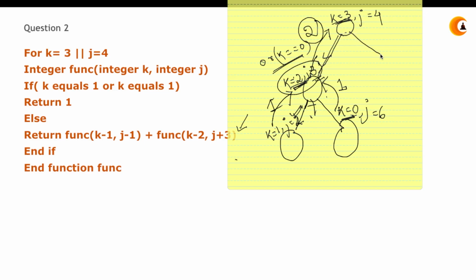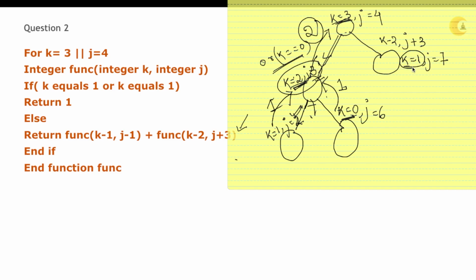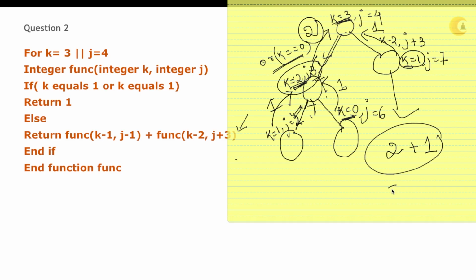Now let's solve it for the right side. So for the right side, what will it solve? It will solve k minus 2 and j plus 3. So k minus 2, how much will it be? 3 minus 2 will be 1 and j plus 3 will be 7. Now again k is equal to 1, so what will it return back? It will return back 1. So what will be your final answer of this node? It will be 2 from the left side and 1 from the right side. So 2 plus 1, the answer will be 3.